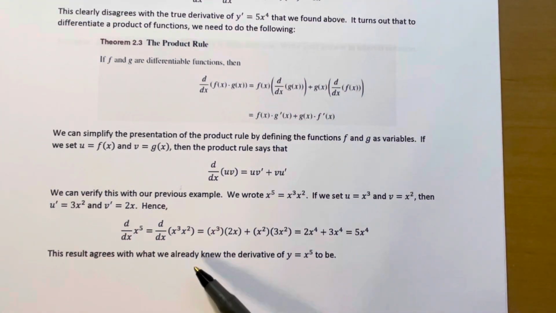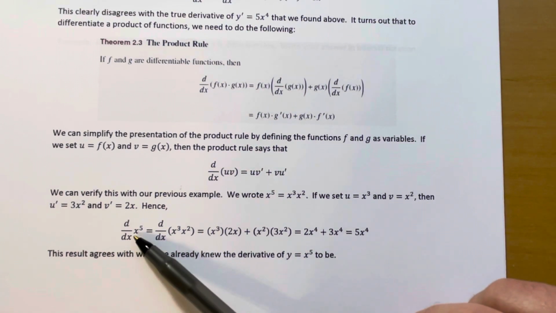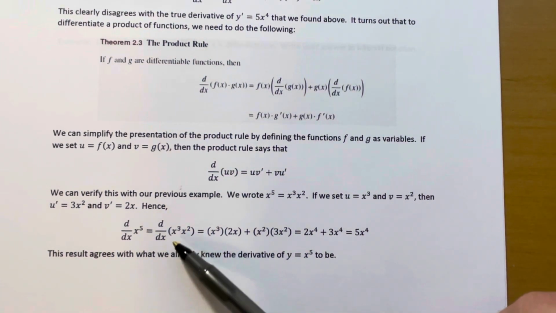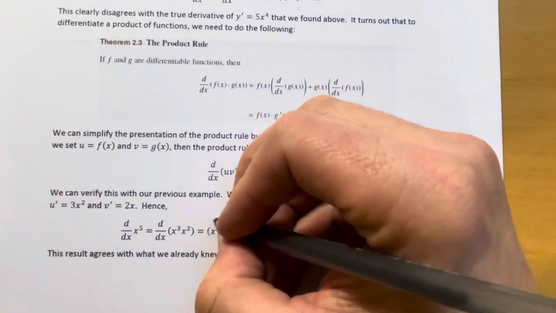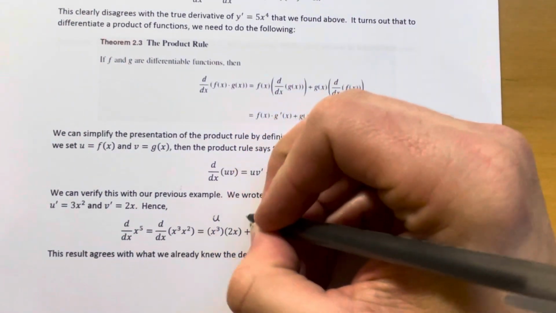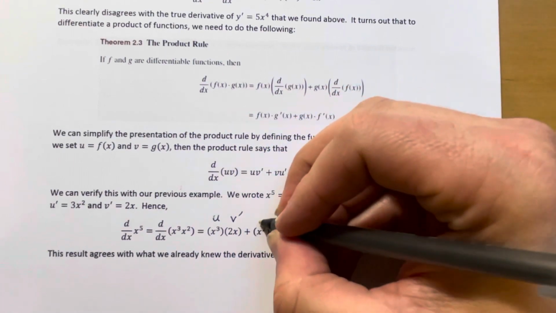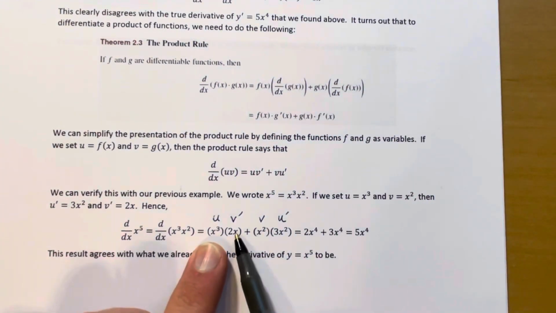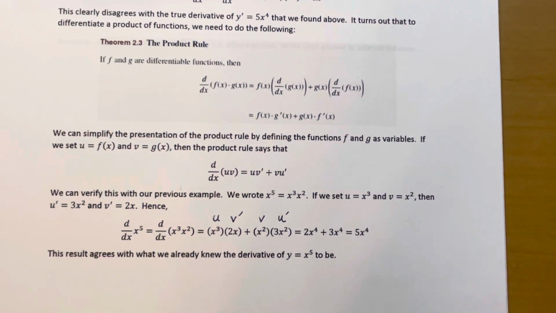So if I use the product rule, then the derivative of this product of functions, x cubed times x squared, should be u v prime plus v u prime. And you can see where each of those things are in these parentheses here. We had already written them out here, so I'm just putting them where they belong in the product rule.